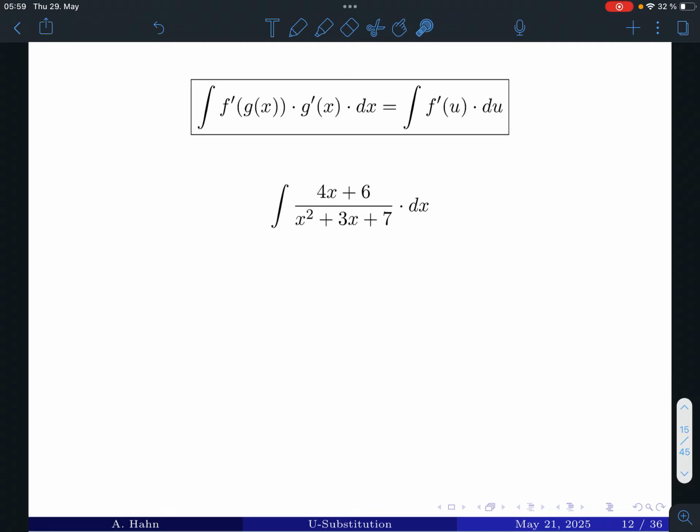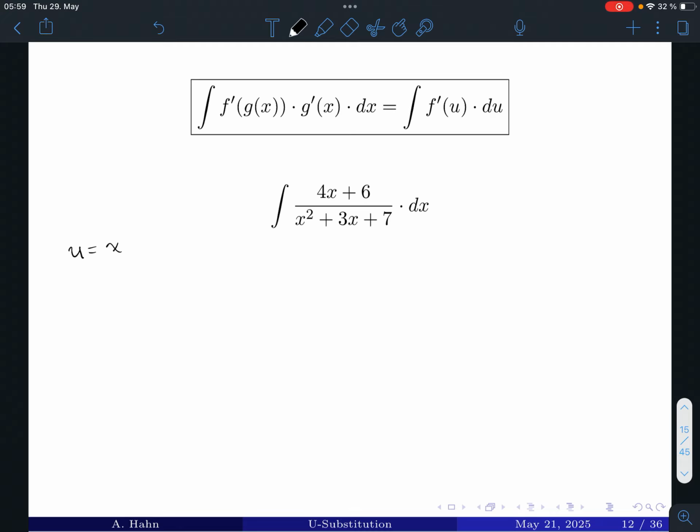And here we just have a fraction, and I'll give you a hint. Oftentimes, not always, but oftentimes whenever you have a fraction, the bottom is going to be our u. The bottom is going to be our inside function. And then the way to check that is to make sure that the top, or wherever else is multiplied in the problem, is a constant multiple of the derivative of your bottom.